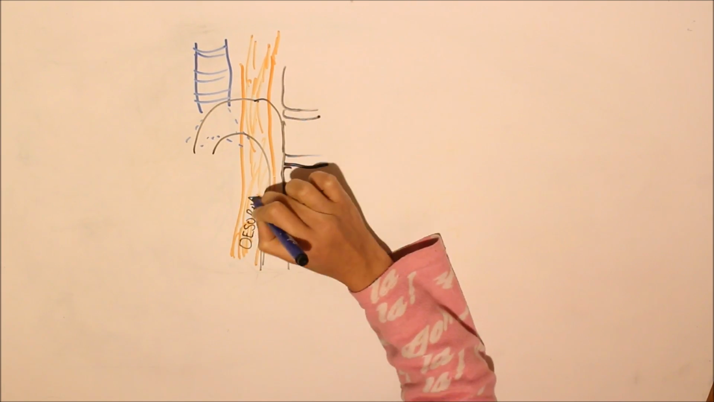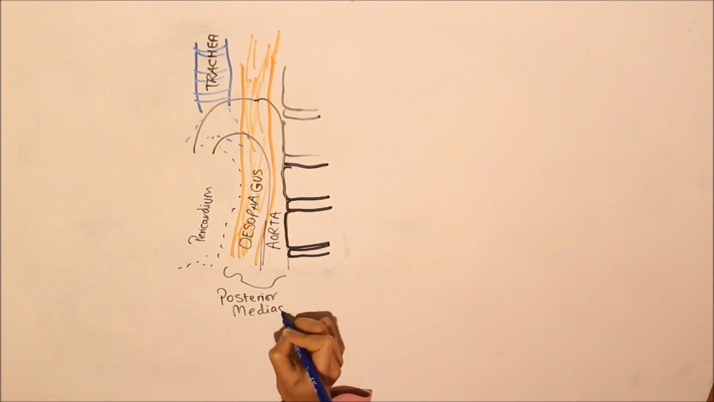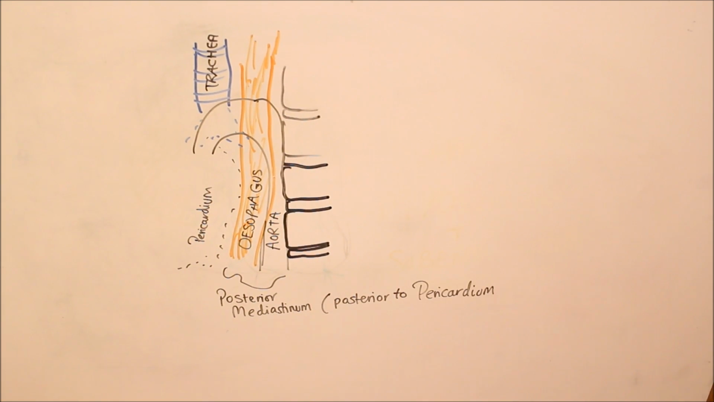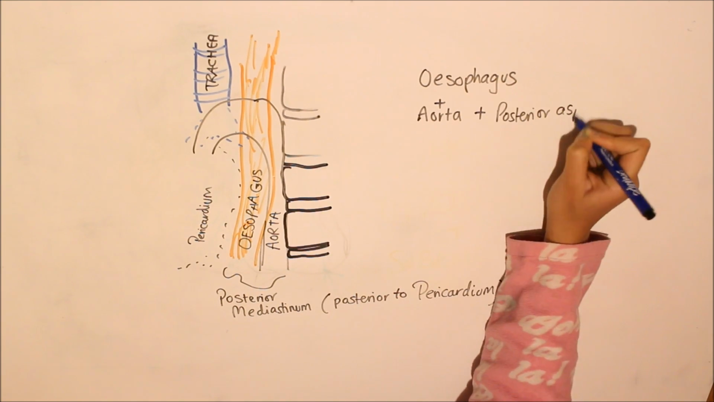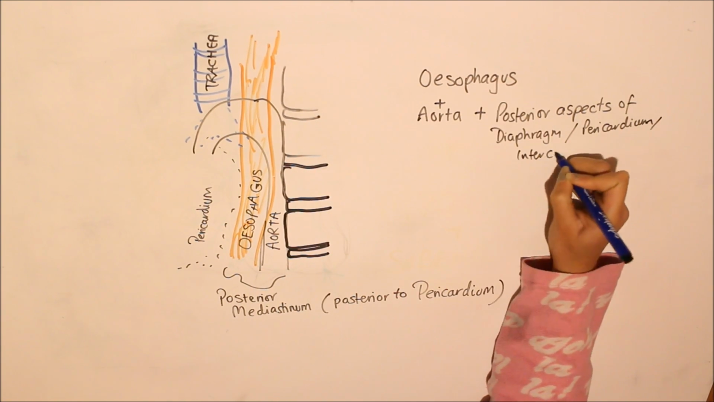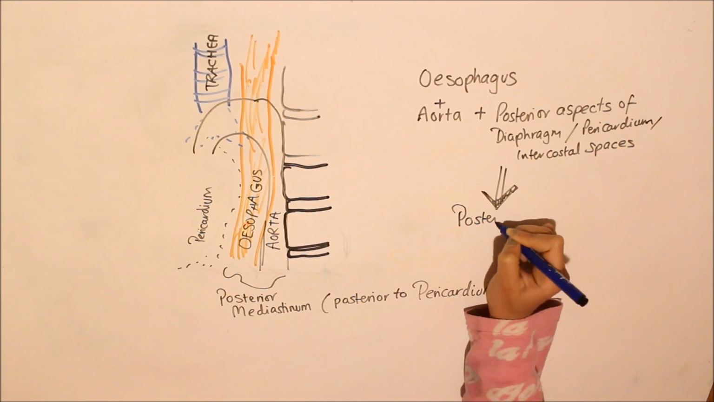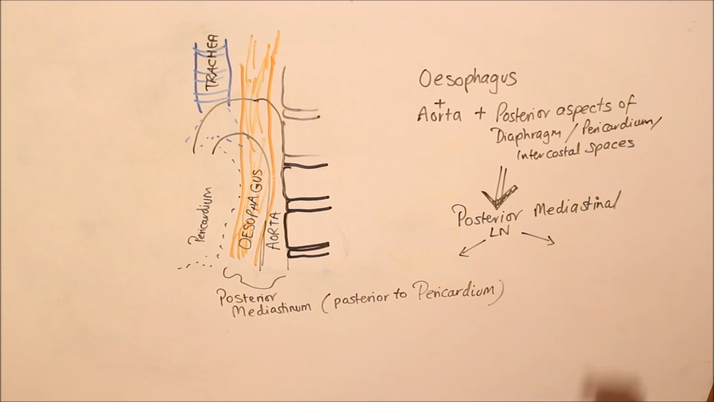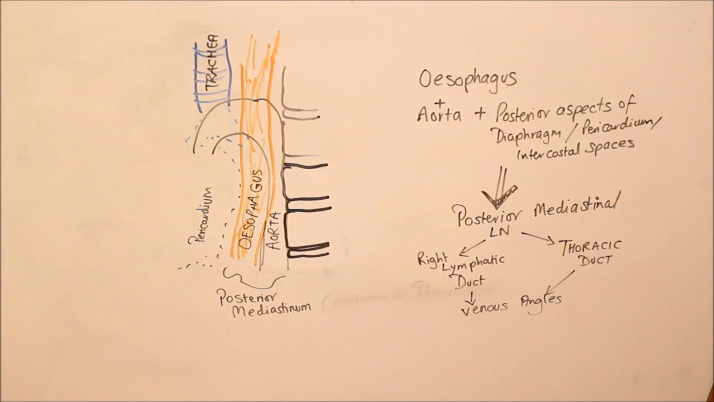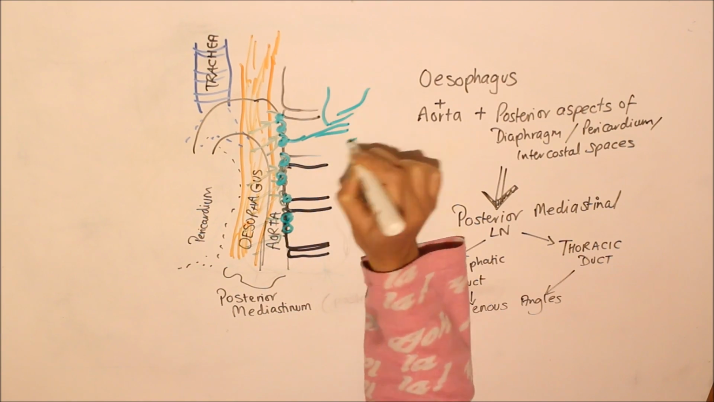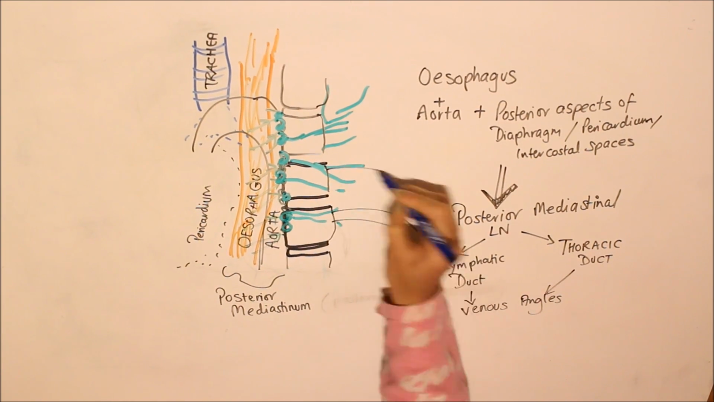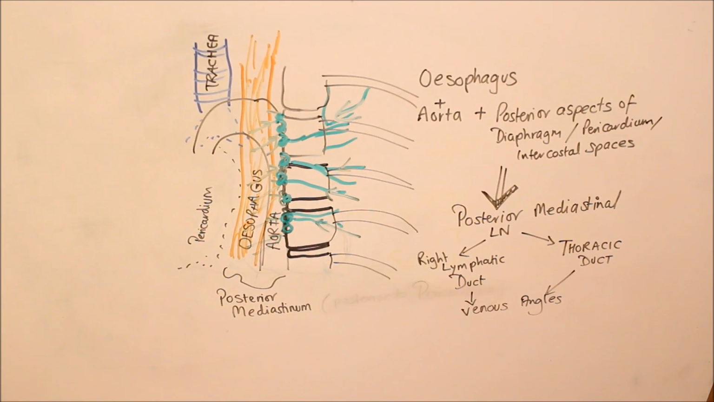The trachea, thoracic spine, the esophagus, the aorta and the thoracic duct make up the posterior mediastinum, which is everything behind the pericardium. The esophagus, aorta and posterior aspects of the diaphragm, pericardium and intercostal spaces all drain to the posterior mediastinal nodes, which directly drain to the right lymphatic duct and the thoracic duct and straight to the main circulation via the venous angles.